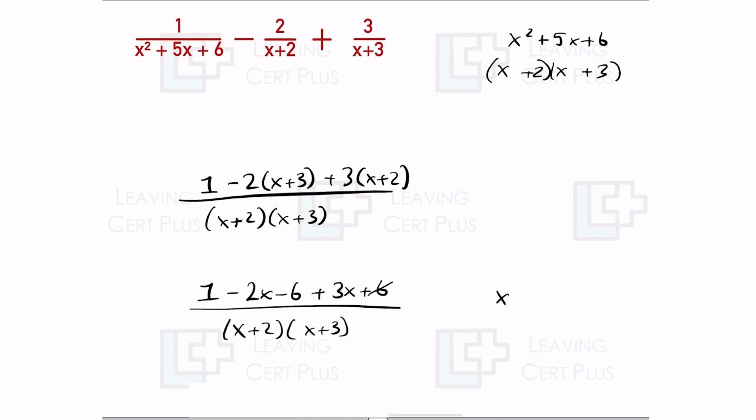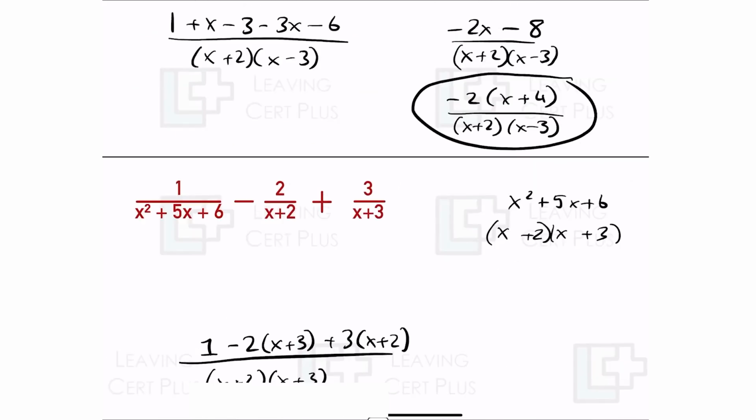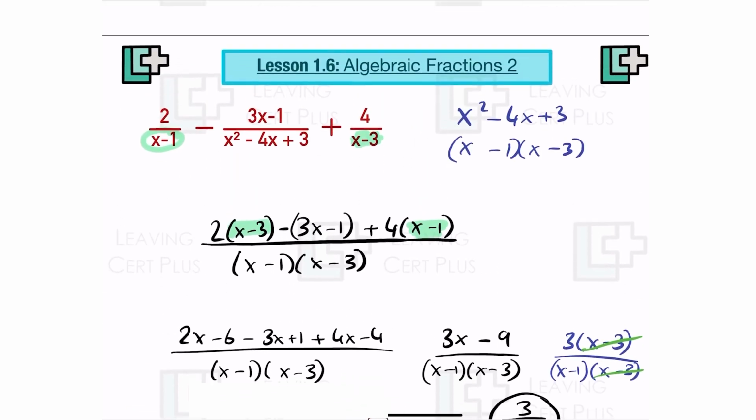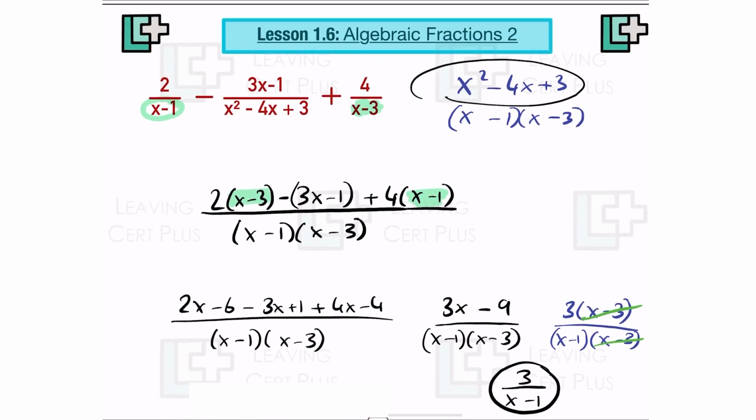And then these 6s are going to cancel. One is positive, one is negative, and you get a plus 1. That's x plus 1, and you have x plus 2 by x plus 3 on the bottom. So that there is your simplified fraction. So that's just the type of question they can ask you, but it's handy to know that you should factorize this and use that as your common denominator.